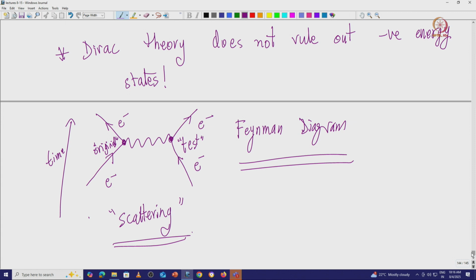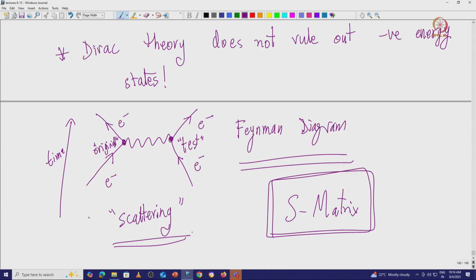The entire scattering process in relativistic quantum mechanics or relativistic quantum field theories is encoded in something called an S matrix, which is nothing but a scattering matrix. Remember, in relativistic quantum mechanics, you do not really have action at a distance essentially.